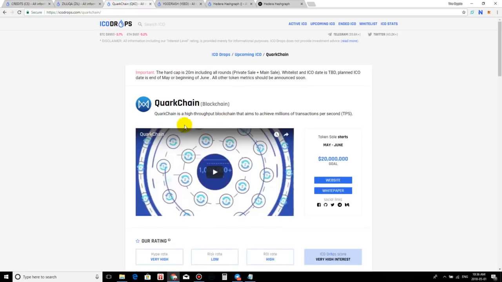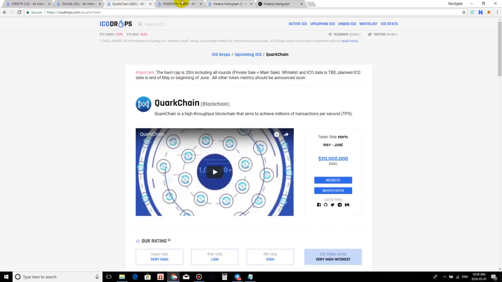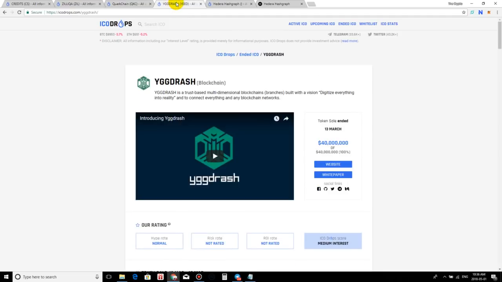We look at Quarkchain, a high-throughput blockchain that aims to achieve millions of transactions per second, very similar to what Credits is claiming. So we're seeing this common theme in speed. Speed is like in cars, like Mustangs and Lambos and all that kind of stuff, because it's fast, it's speed. It's all about speed. Blockchain processing transactions is no different.